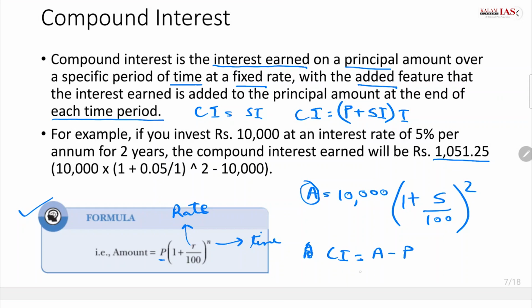So on solving this, we get 1051.25 rupees. So I hope this is clear. It's very simple. As we see more questions, we'll get clarity, and the concept will be even clearer.